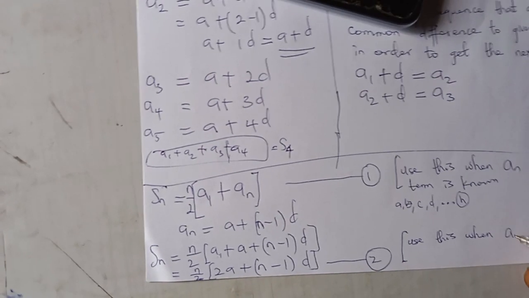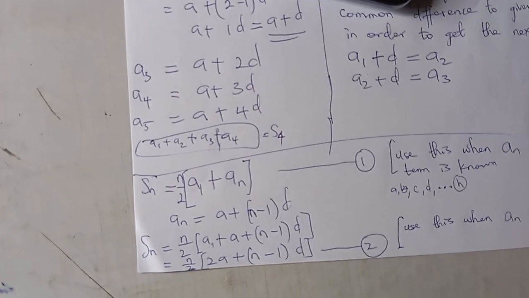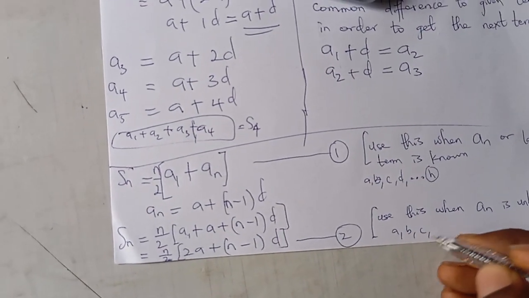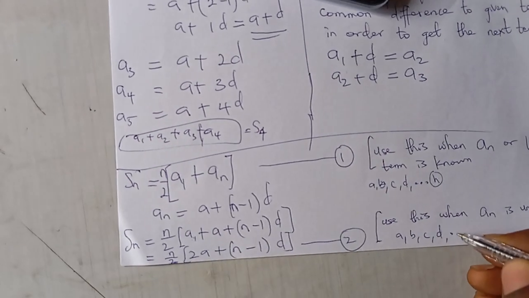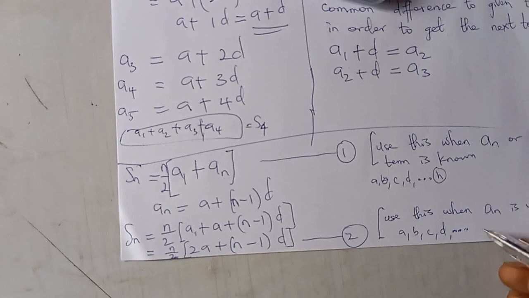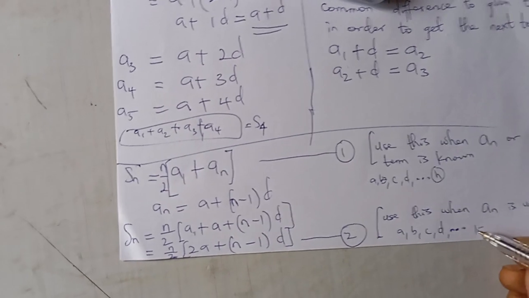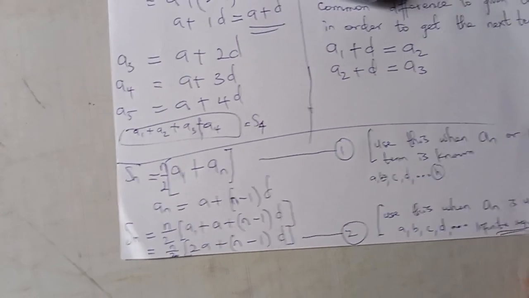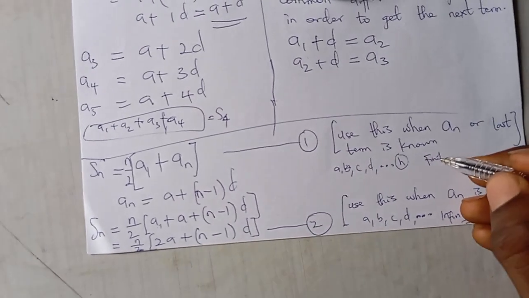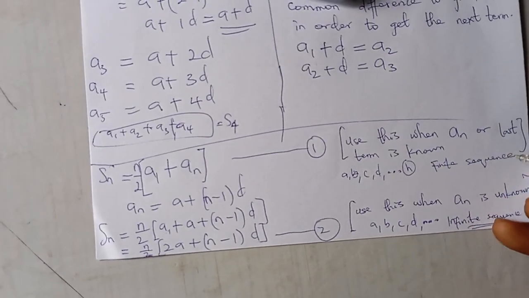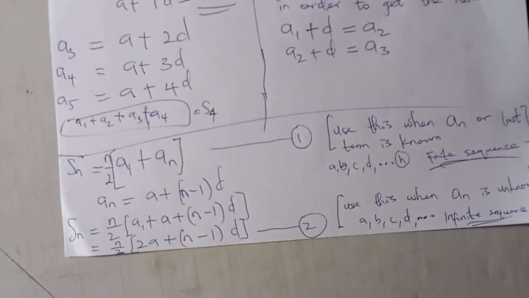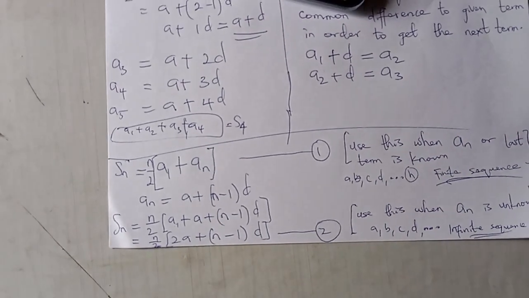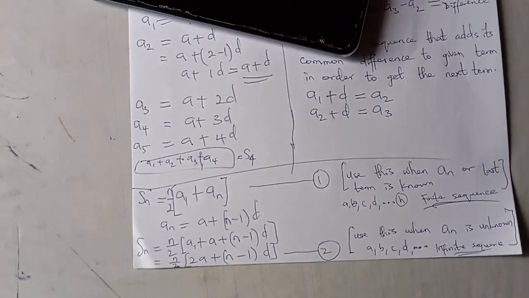But you use this other one when En is unknown. So let's say, for example, I have a, b, c, d, dot dot dot. You see it? So for infinite sets, for infinite sequence, I use this. For finite sequence, I use the other. So this is the importance of knowing the difference between finite sequence and infinite sequence. So that's for the sum of the nth term of an AP.